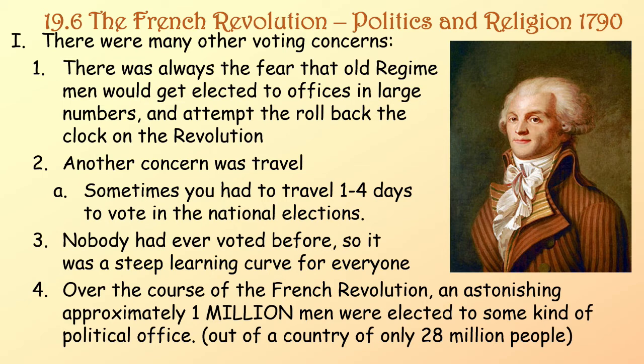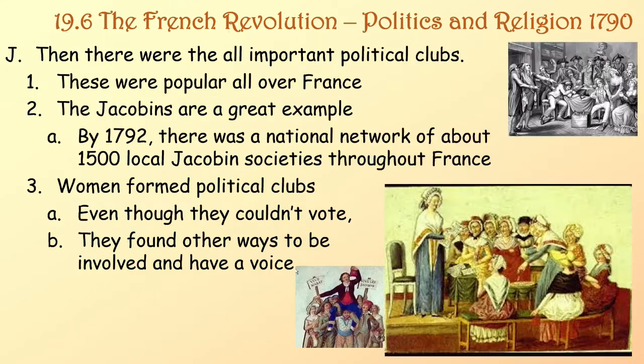Over the course of the French Revolution, an astonishing approximately 1 million men were elected to some kind of political office out of a country of only 28 million people. Then there were the all-important political clubs. These were popular all over France. The Jacobins were a great example. We studied them. By 1792, there was a national network of about 1,500 local Jacobin societies throughout France.